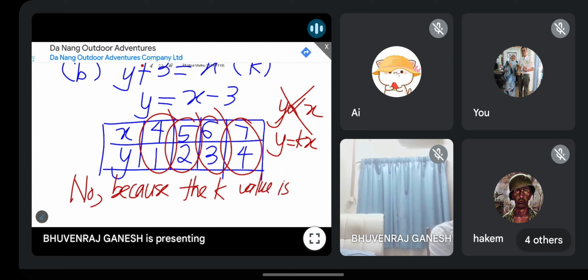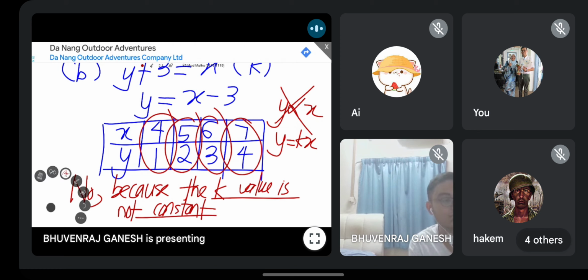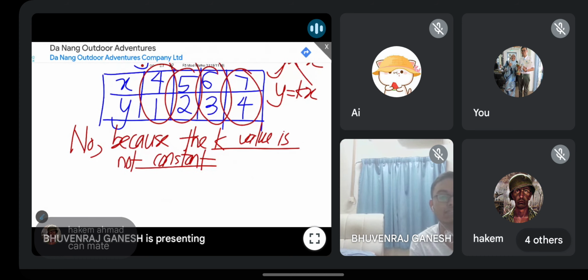So how do you know it's not constant? Macam mana tahu? You draw a table of value. Kamu lukis jadual nilai. Tengok what happened to Y when X change. You can try any value you like. All the value will give different answer. So that is why the K value is not constant. Understand, guys? Can you get the point? So this is how you check and see by using the table. Okay, always the table method is the best.